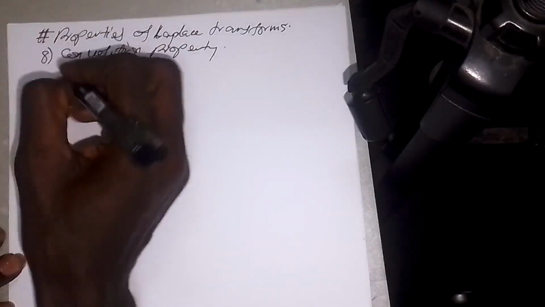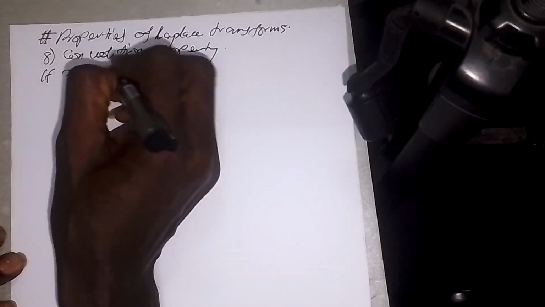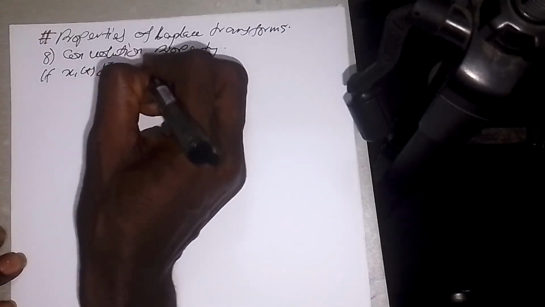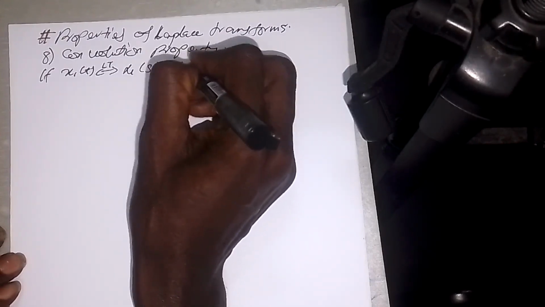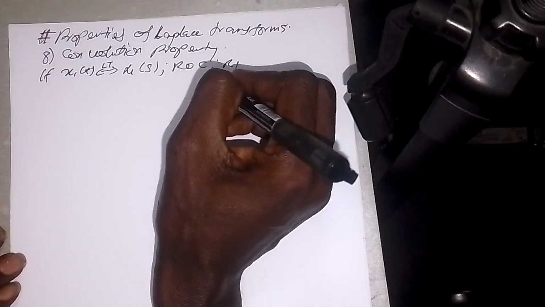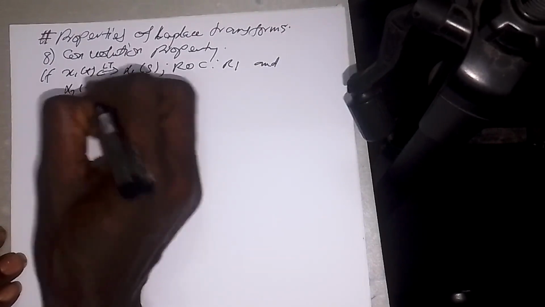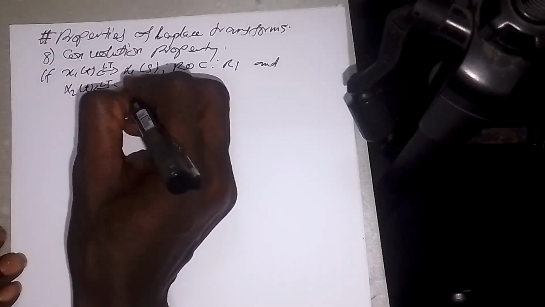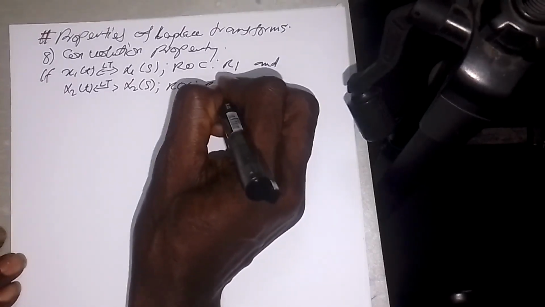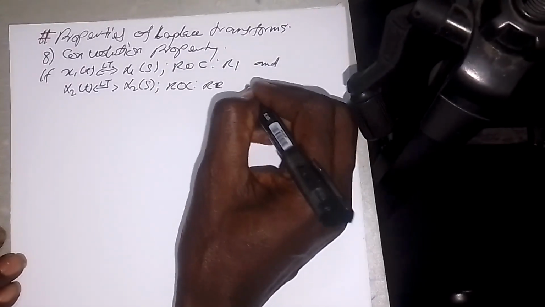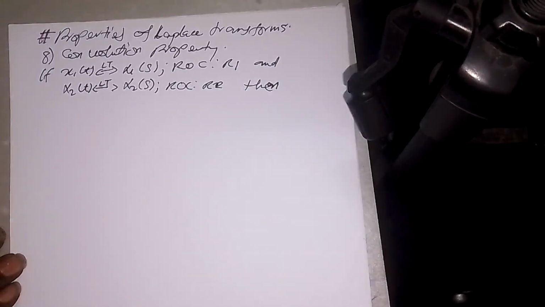The convolution property is such that if x1(t) gives a Laplace transform X1(s), and here the ROC is, let's say, R1, and x2(t) gives a Laplace transform X2(s), and here the ROC is, let's say, R2, then this is what we're supposed to have.